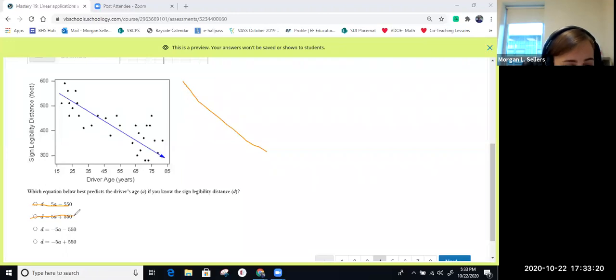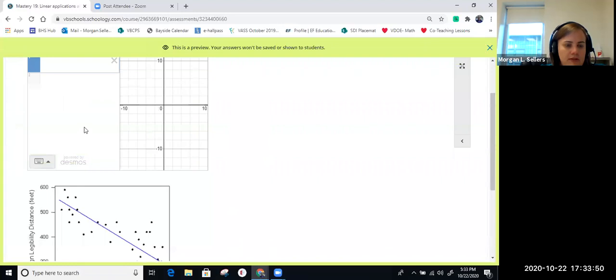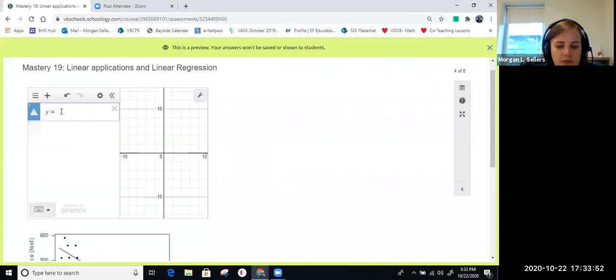And actually, I already know the answer here because if you look, this is your y-intercept. It's going to cross at around 550, but it's positive. So it has to be this one. The y-intercept cannot be negative 550. But if I do want to check to see if it matches, I'm just going to type in negative 5x plus 550. So y equals negative 5x plus 550.